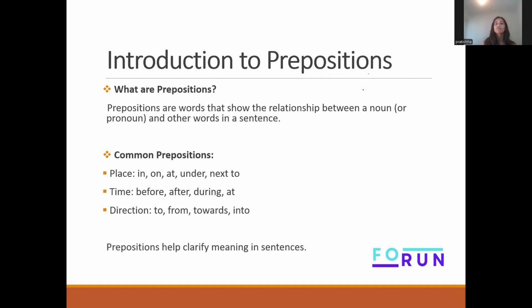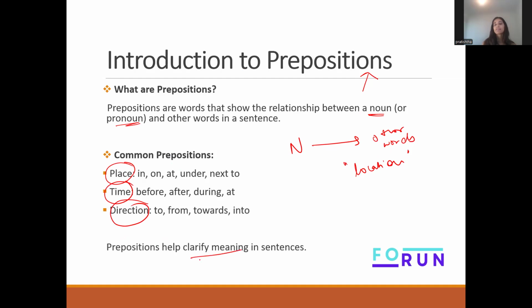Now we have some prepositions, right? So what are prepositions? Prepositions are words that show the relationship between a noun or a pronoun and other words in a sentence. So it connects a noun to other words and tells more about them, especially about their location. Some common prepositions are place related, time related, and direction related. And they can help to clarify meanings in a sentence, right?